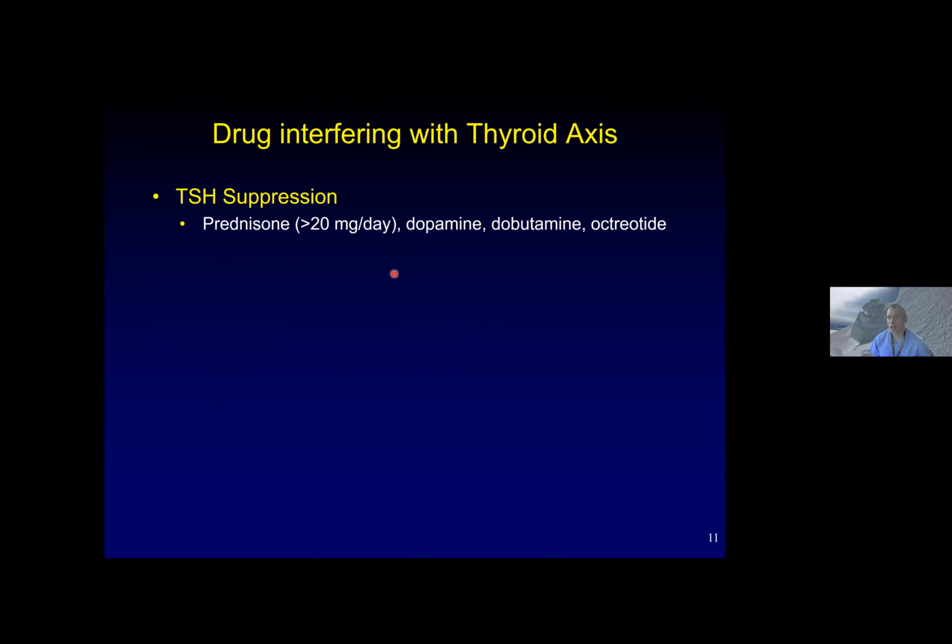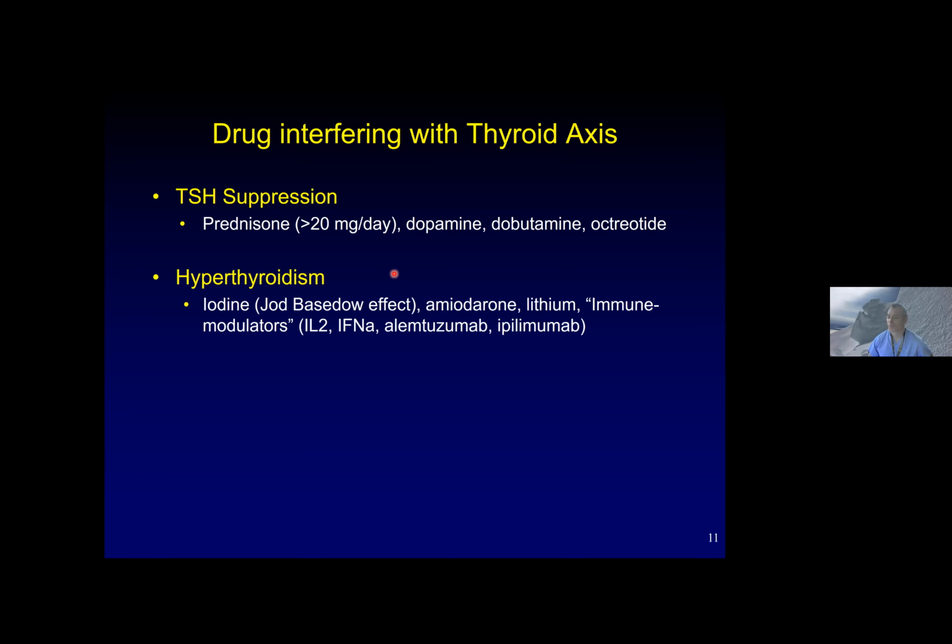That's not the only drug that interferes with the thyroid axis. Prednisone, dopamine, dobutamine, and octreotide can cause TSH suppression. Iodine, for instance, the iodine that we give our patients for a CAT scan, can induce hyperthyroidism, and that's called the Jod-Basedow effect. So essentially, it's a thyroid that has a predisposition to develop hyperthyroidism, but doesn't develop it because there's not enough iodine around. And when we give patients this load of iodine, then the thyroid becomes hyperactive.